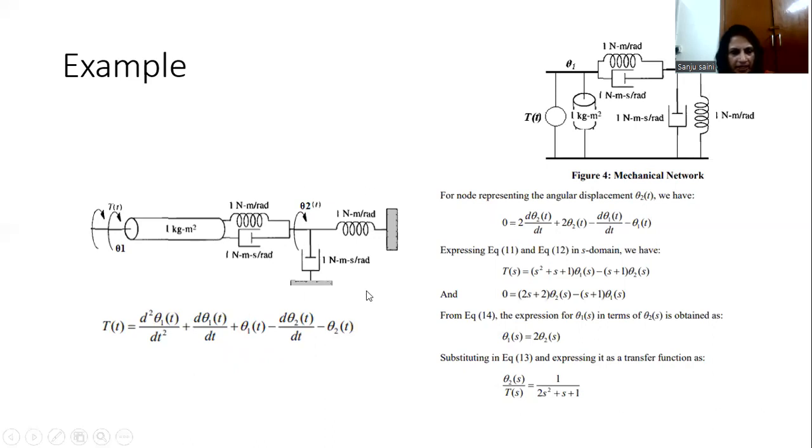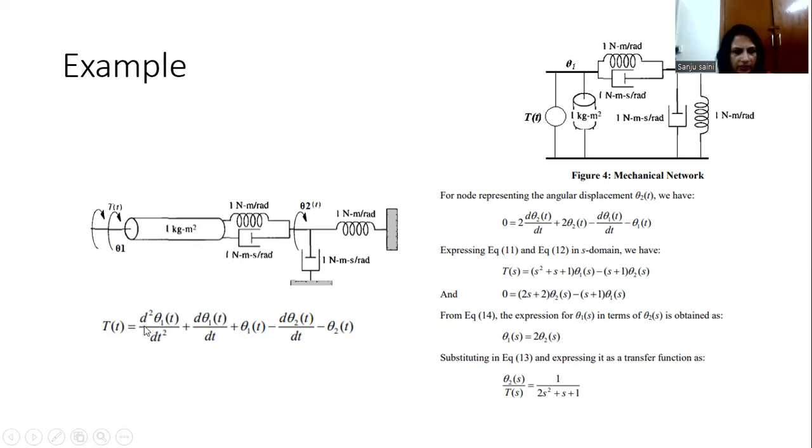Then we have another element, another damper, and then another spring here. Then we have drawn the mechanical network over here, and we have represented the angular displacement theta 2(t). First of all, we have written the equation over here: T is equal to J d2 theta 1 by dt square plus D d theta 1 by dt plus K theta 1(t). Because J is 1 here, K is 1 here, and D is also 1 here.